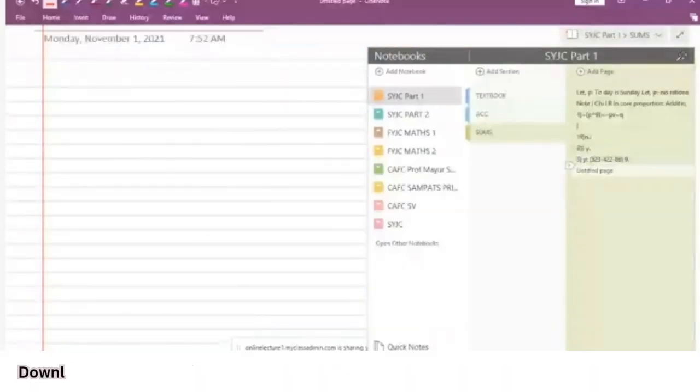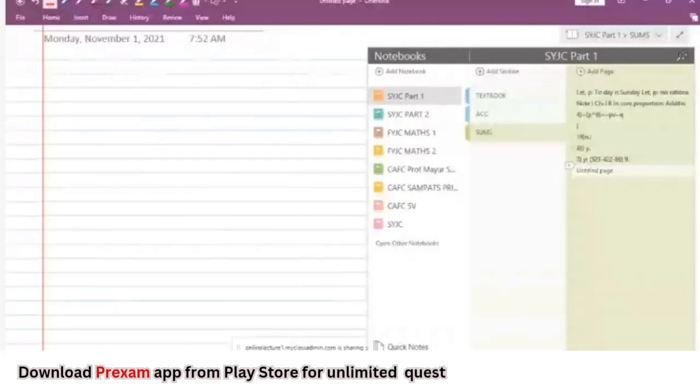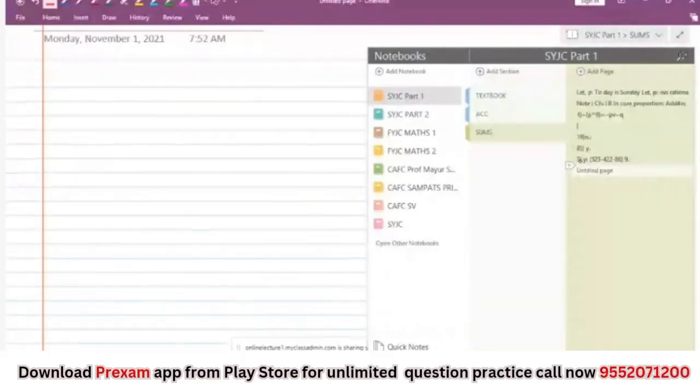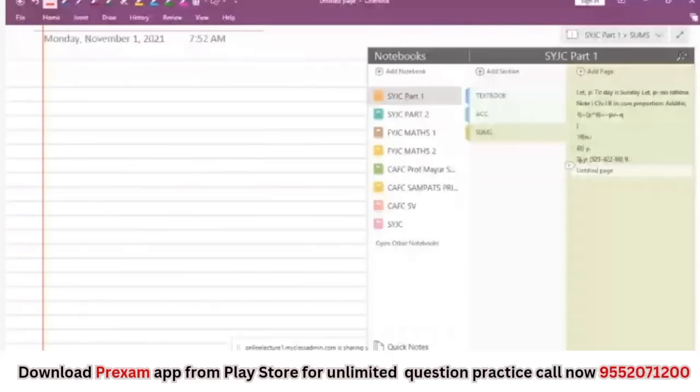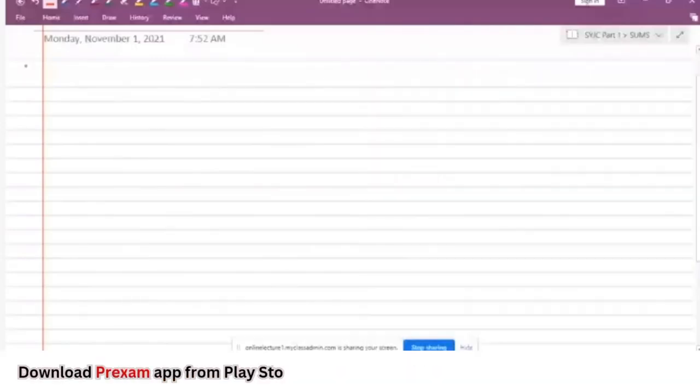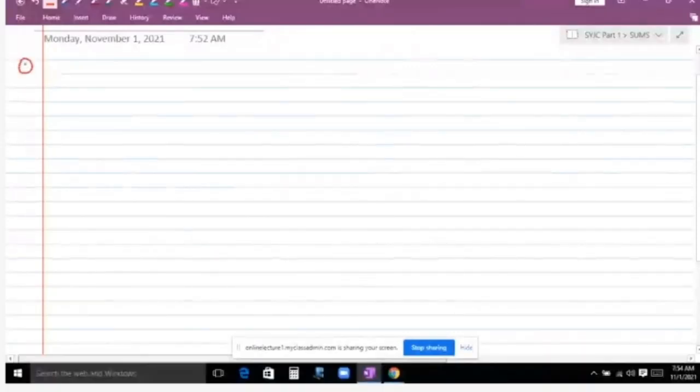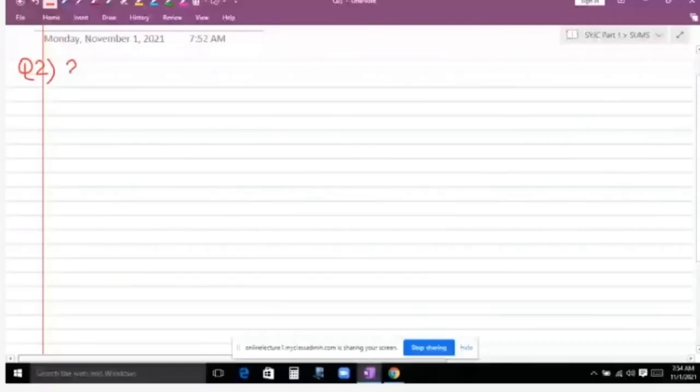Next, come to our main question number 2. Main question number 2. Question number 2 ka sum number 2. Main question number 2 ka sum number 2. Tell me, what is that sum?